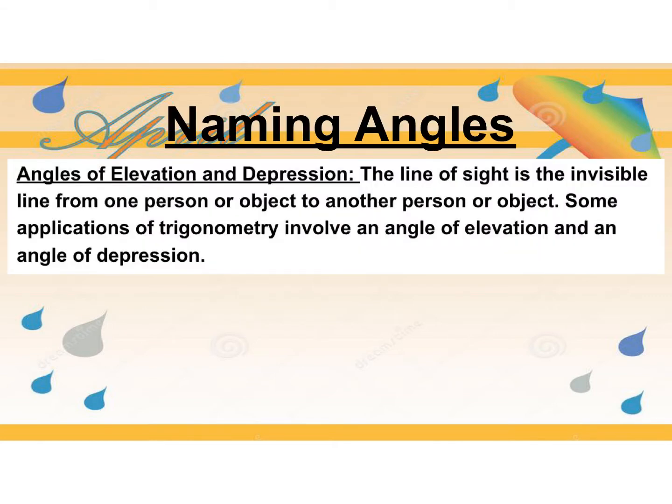With our angles of elevation and depression, the line of sight, that's when you're looking at something, is the invisible line from one person or object to another person or object. So if this is my eyeball and then I'm looking straight out, that's our line of sight. Some applications of trig involve an angle of elevation and an angle of depression.